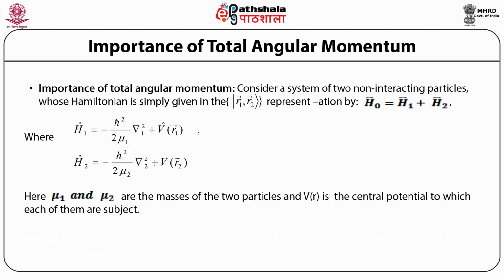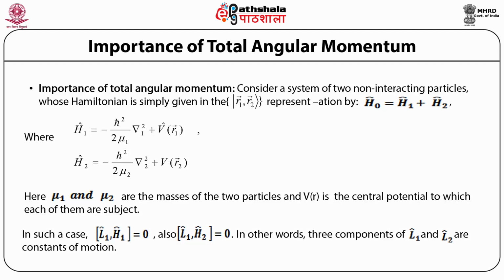So since mu1 and mu2 are the masses of the two particles and V as a function of R is the central potential to which each of them is subjected, in such a case we can write the commutation relation of operator L1 and operator H1 is equal to 0, which means that the commutation relation of the orbital angular momentum operator L1 and the Hamiltonian H1 corresponding to the first particle is 0. Similarly, the commutation relation of the orbital angular momentum operator L2 and the corresponding Hamiltonian of the second particle H2 also comes out to be 0. In other words, three components of the orbital angular momentum operator L1 and the orbital angular momentum operator L2 corresponding to the first and second particle respectively are constants of motion.